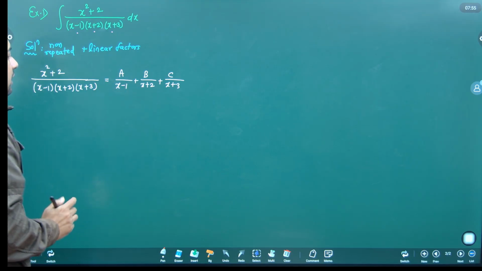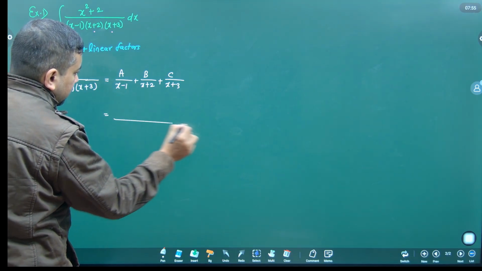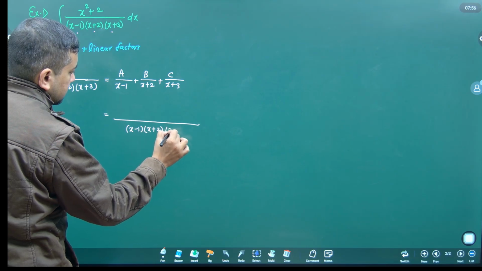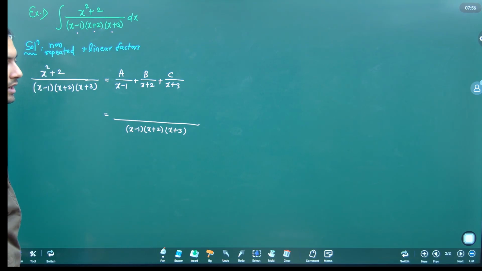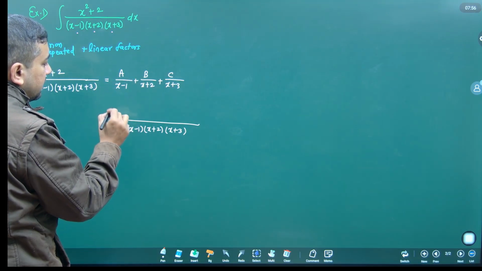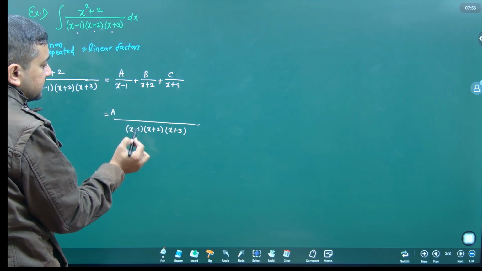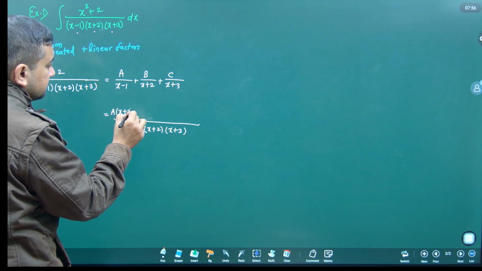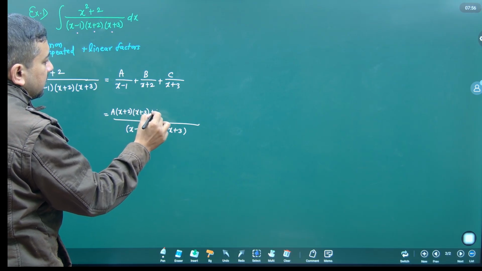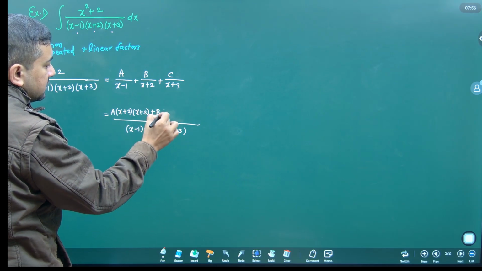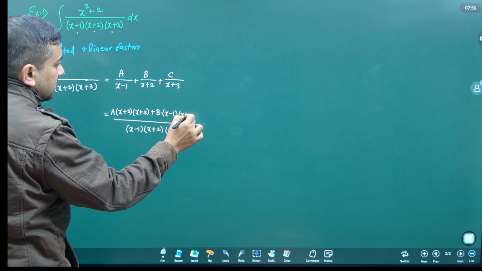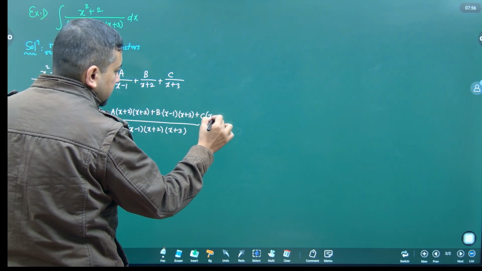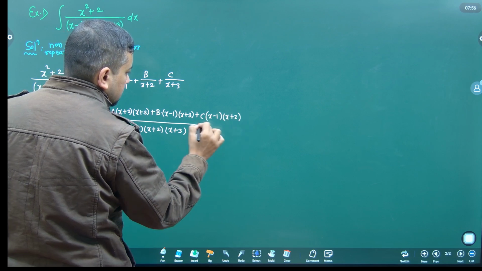How will you find it? Let us take the LCM here. The LCM will be x minus 1, x plus 2, x plus 3. Now what will be the changes in the numerator? A into, here x minus 1 is there, what is missing? x plus 2, x plus 3. Plus b into, x plus 2 is there, what is missing? x minus 1, x plus 3. Plus c into, x plus 3 is there, these two terms are missing: x minus 1, x plus 2. Is it correct?